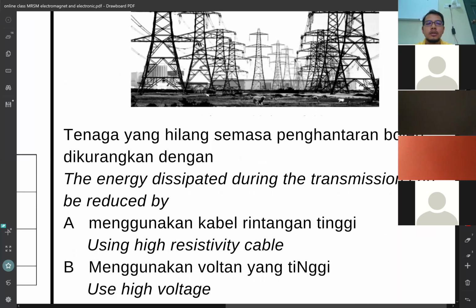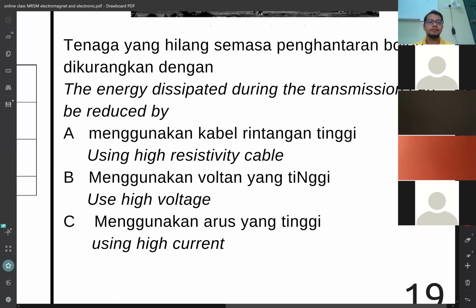Okay. So why do they use a high voltage or higher energy? Because to transmit the electrical energy from the power station to the housing area, to the shop lot, to the factory, it will take a long distance. So long distance means longer wire. You learned in chapter 2 electric. So a longer wire has higher resistance.